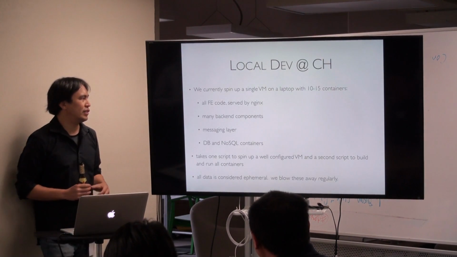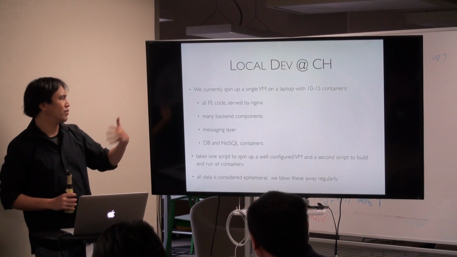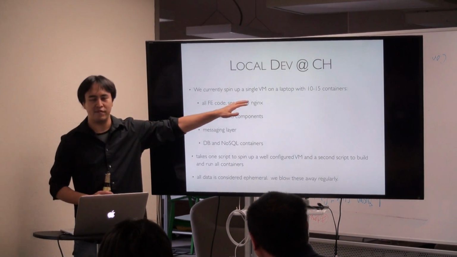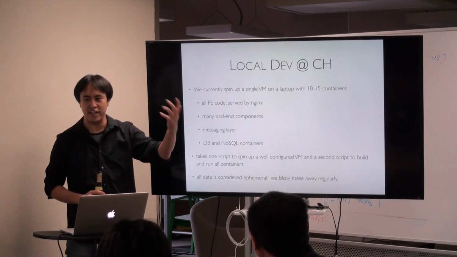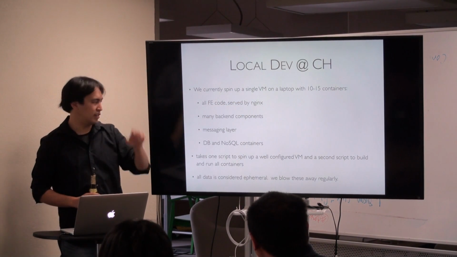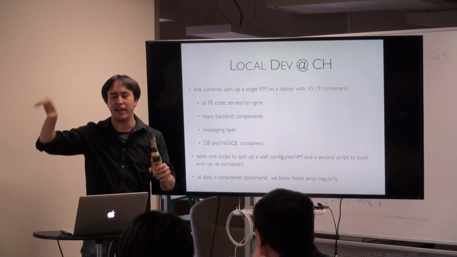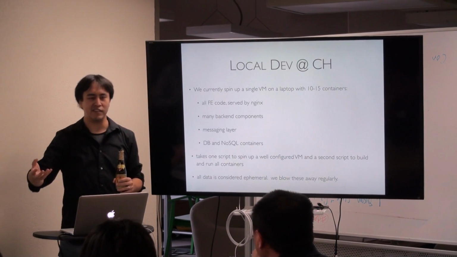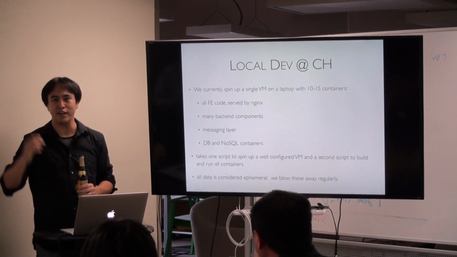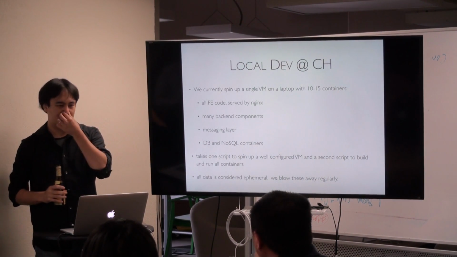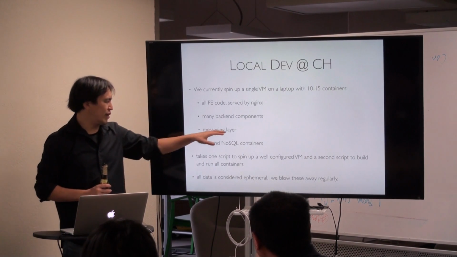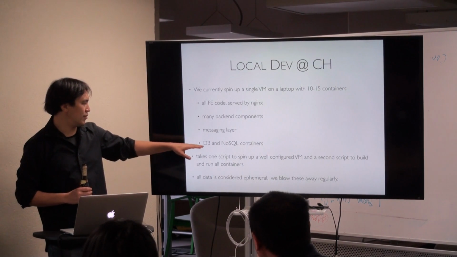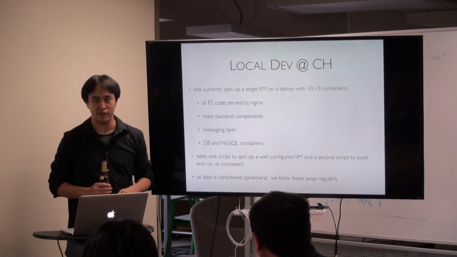At Collective Health, what we currently do is spin up a single VM with 5 to 18 containers. The containers hold all of our front-end code, served by Nginx. That's our front-end container. We have many, many back-end components. Our back-end is very heterogeneous. We've got business logic areas, the PDF generation boxes, classic microservices, a JSON endpoint box, things like that. We have a messaging layer so that all the boxes can talk to each other. And of course, we've got DB and NoSQL containers.